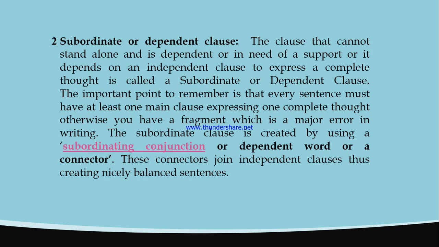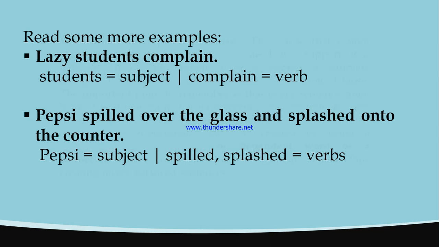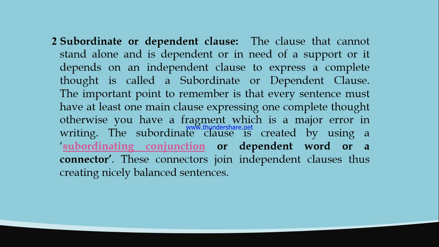So these were the examples of the independent clause. Number 2. Subordinate or dependent clause. The clause that cannot stand alone and is dependent or in need of support, or depends on an independent clause to express a complete thought, is called a subordinate or dependent clause. The clause that depends on the independent clause for the complete meaning is called the dependent clause.